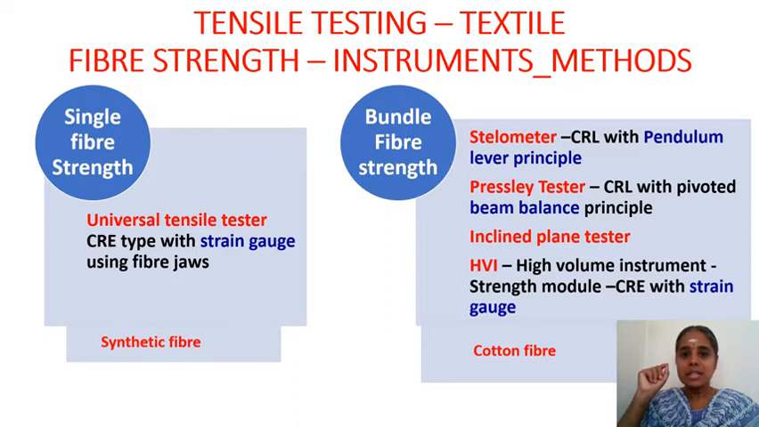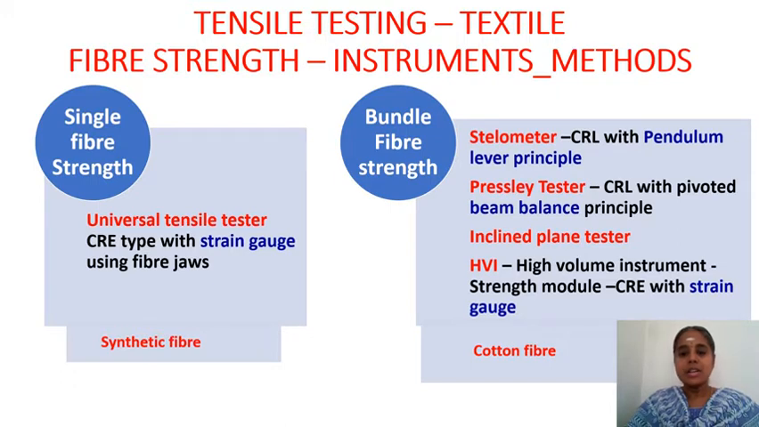So this instrument works on the CRE principle, for which a strain gauge is used for the measurement of the load applied. The load applied is measured using a strain gauge. And the fiber jaws are used if it is single fiber strength testing. Usually it is done for synthetic fibers. Next is the bundle fiber strength testing. The stelometer is an instrument commonly used for bundle fiber strength testing.